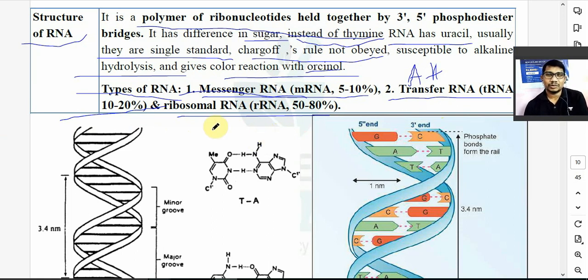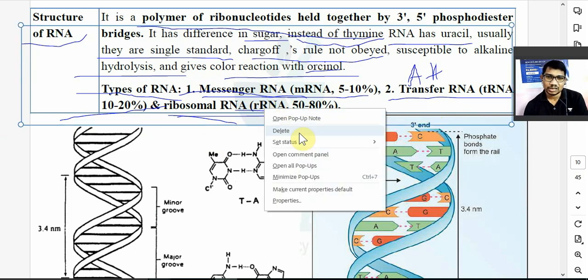Now, ribosomal RNA is the structural framework where protein synthesis takes place. Protein synthesis कहाँ पे होता है? Ribosome में होता है. Ribosomal RNA, they are the component of ribosome. So they are the site for synthesis of proteins.